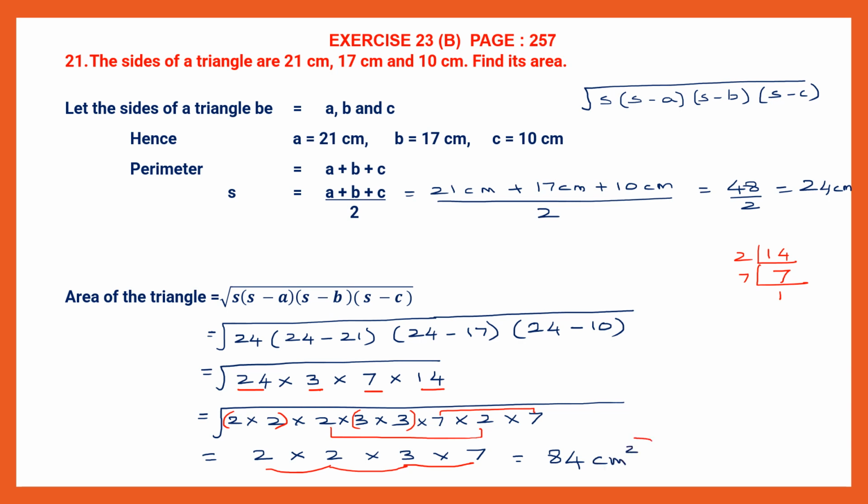So we have found our answer. Area of the triangle is 84 centimeters square. So do it carefully like this. Remember to take out the prime factors, pair them up, take one from each pair and multiply and get your answer.